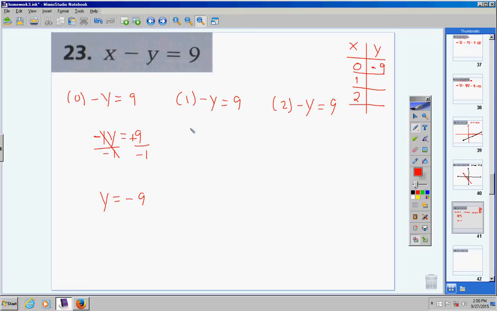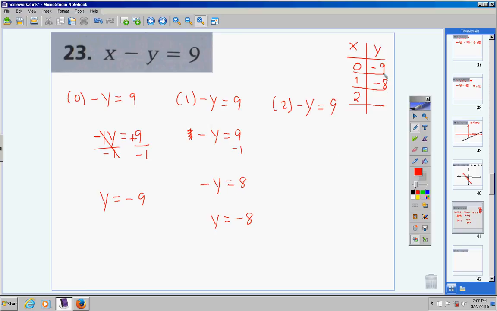Now, let's go ahead and simplify this equation. I have 1 negative y equals 9. In order to solve for y, bring the positive 1 over and make it a negative 1. So now I have negative y equals 8. If negative y equals 8, then y equals negative 8. So I put in 1, I got out negative 8.